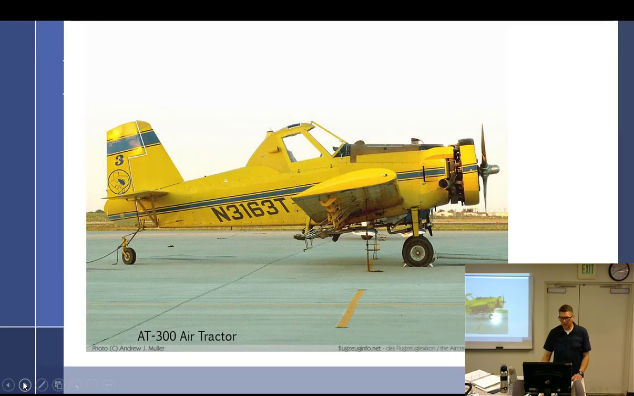All right, got your tractor type. And to represent the tractor type is an Air Tractor. So it's prop on the front, typical.